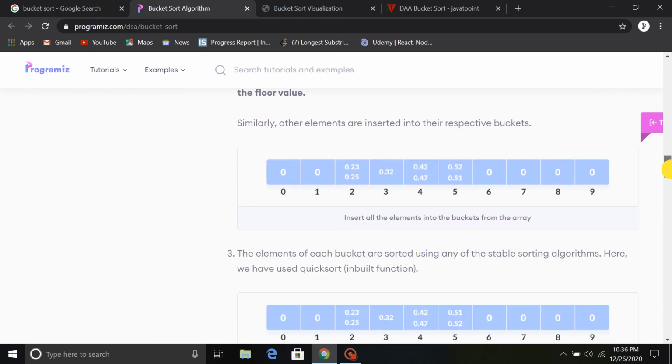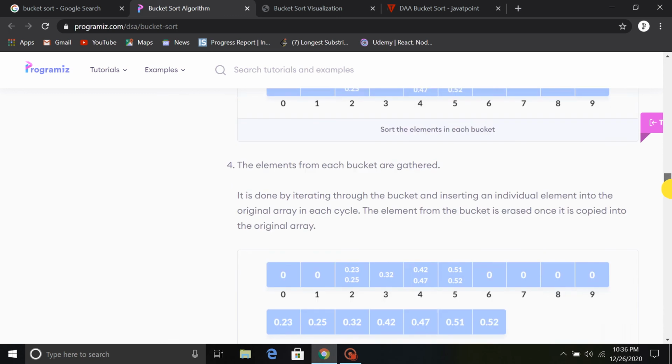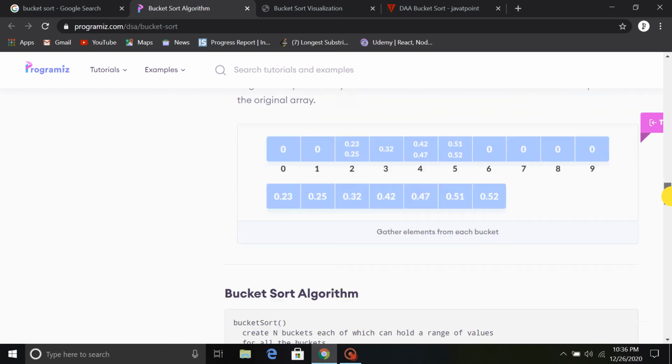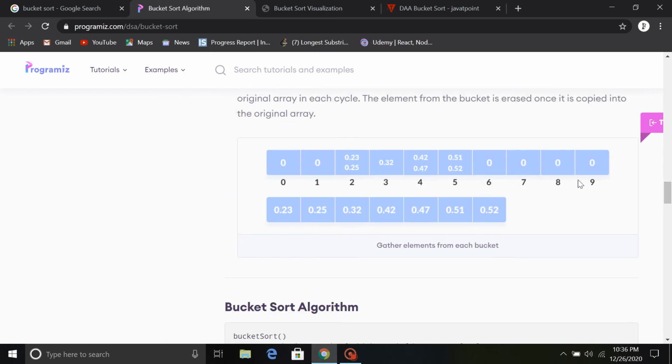And then after storing all the elements in array B, we are going to apply any sorting algorithm, that is, we are applying insertion sort. And after applying insertion sort, the smallest element will be placed at its right position.